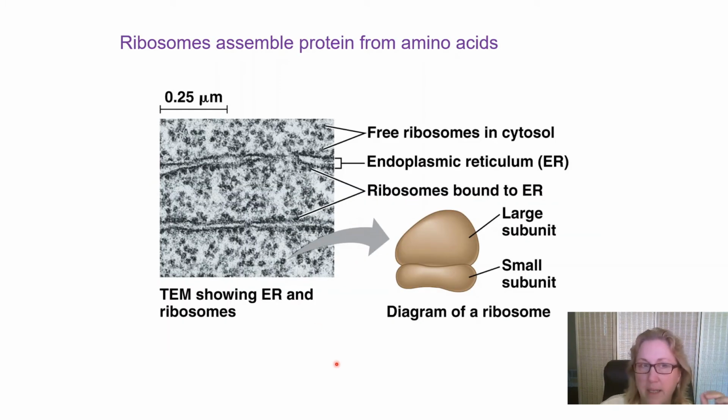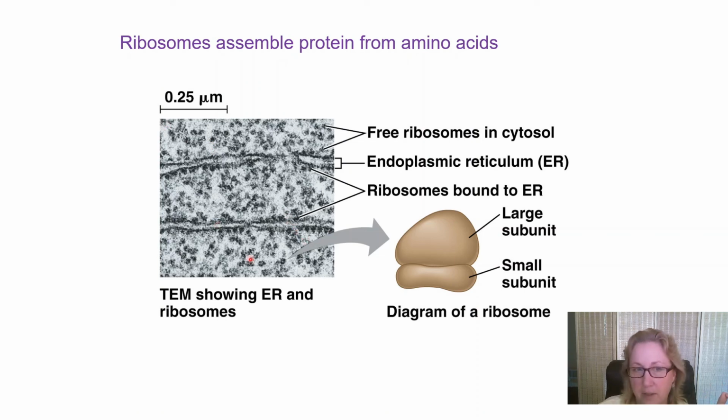Ribosomes make proteins. They assemble our completed peptides, proteins from the amino acids. And we'll talk more about exactly how they do this later in the semester. But ribosomes are very, very small. So here, 0.25 micrometers is our scale bar. You can see that a single ribosome is much smaller than 1 micrometer. It's smaller than 400 nanometers, which is the limit of what we can see with a light microscope. So that's why we can't see these very well.